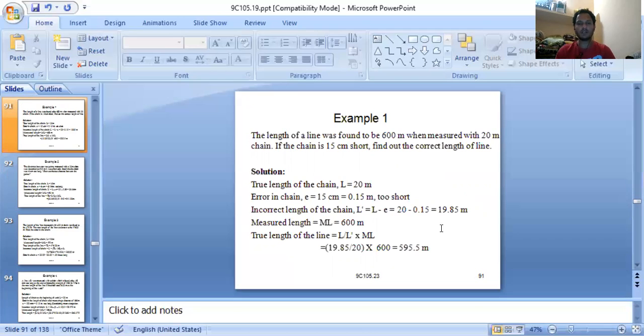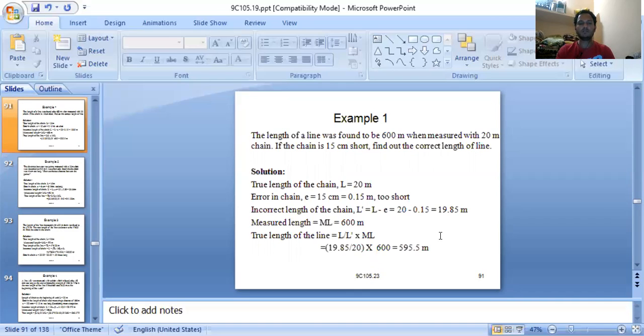For better understanding, we have to solve more problems in this topic so that everybody will understand the concept. The length of a line was found to be 600 meter when it was measured with 20-meter chain. If the chain is 15 centimeters short, find out the correct length of the line.